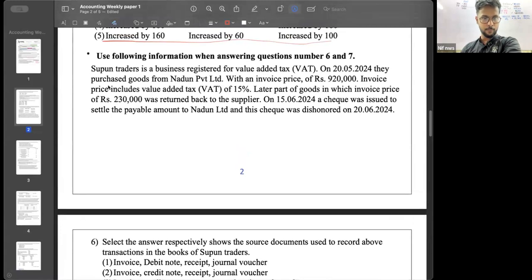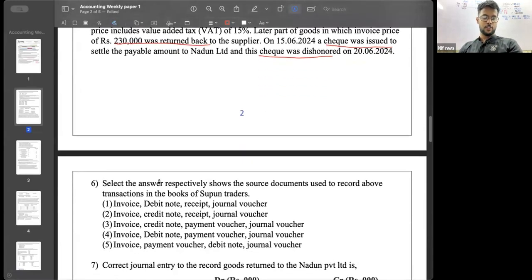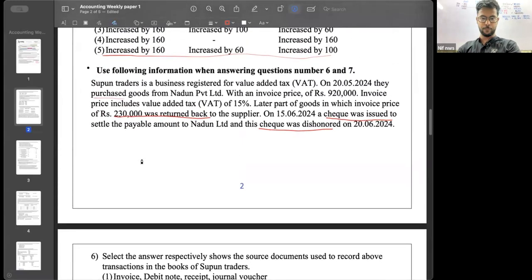Transaction number 1, we are purchasing goods. Am I correct? So that's transaction number 1. Transaction number 2, returning the goods. Transaction number 3, issuing a check. Transaction number 4, check is dishonored, right? So the question is, select the answer that respectively shows the source documents used to record the transactions in the books of Supun Traders. Okay.